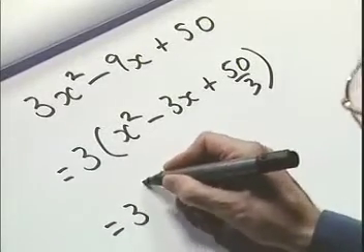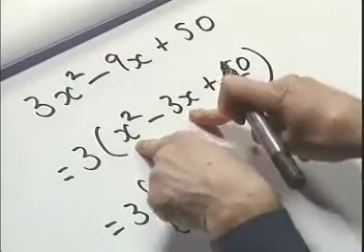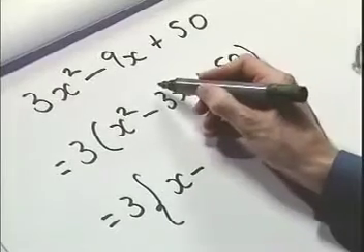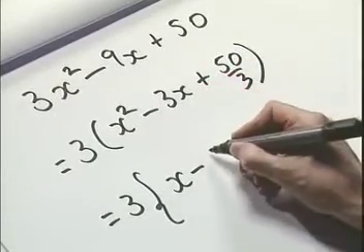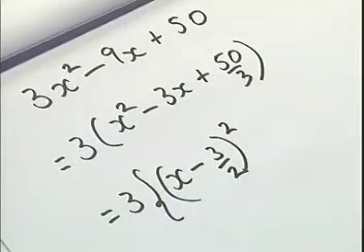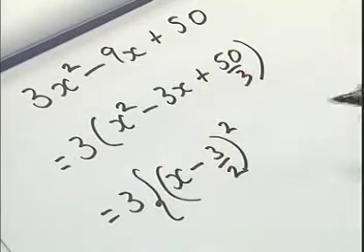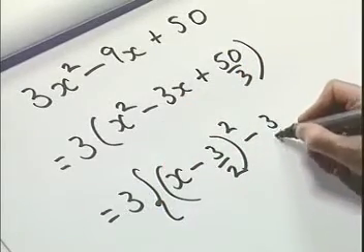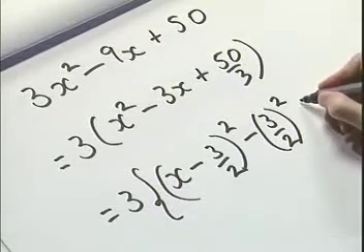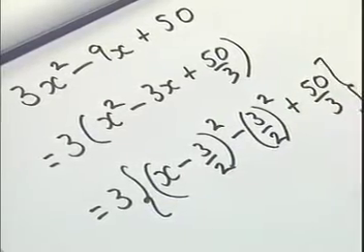Equals 3. Let's have a big curly bracket. I'm going to complete the square around this, so this is going to be x minus, look at the coefficient of x and take half of it, 3 over 2, all squared. By doing that, we've added on an additional a squared, so we need to take that off, 3 over 2 squared. And then finally, plus 50 over 3. And close the big bracket.